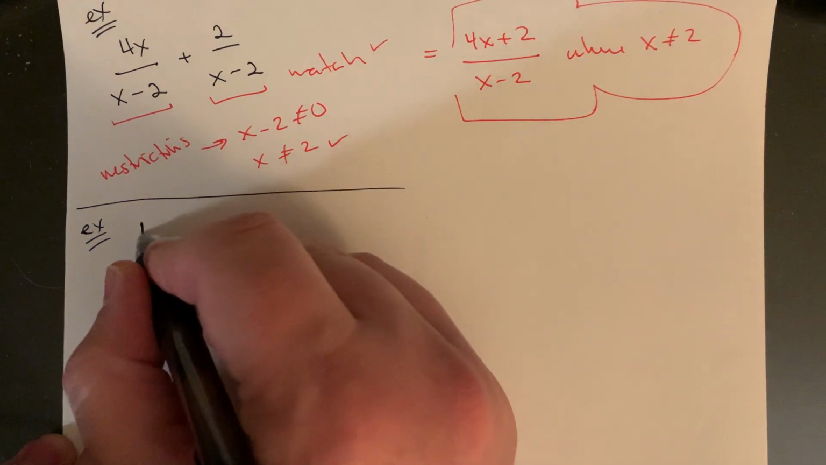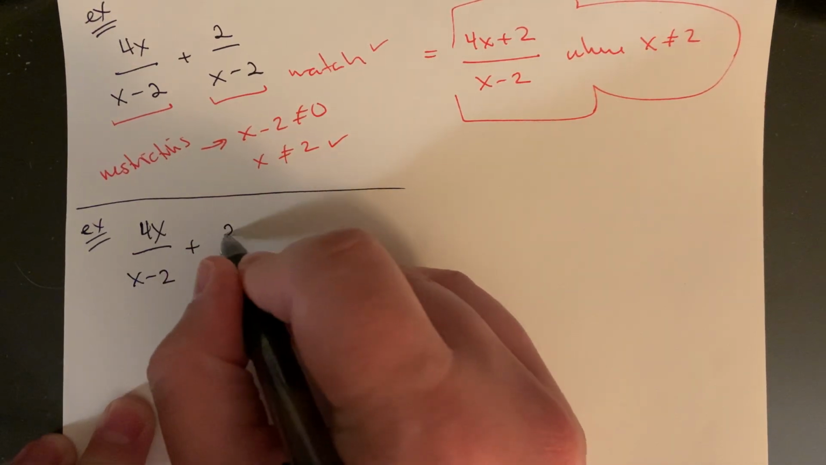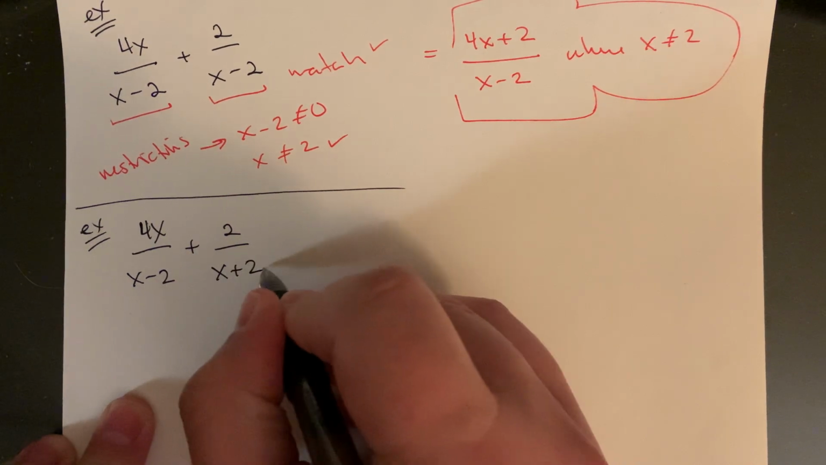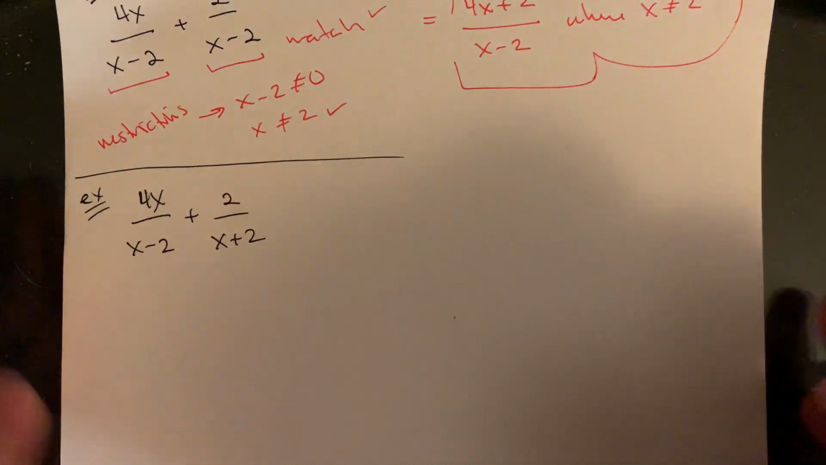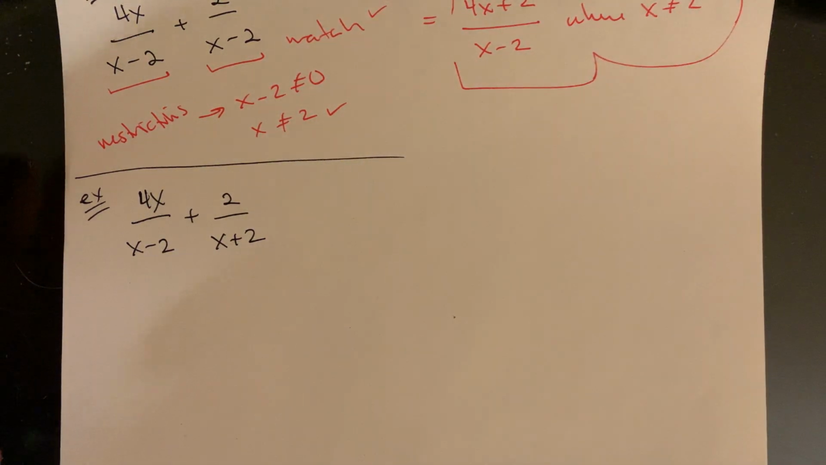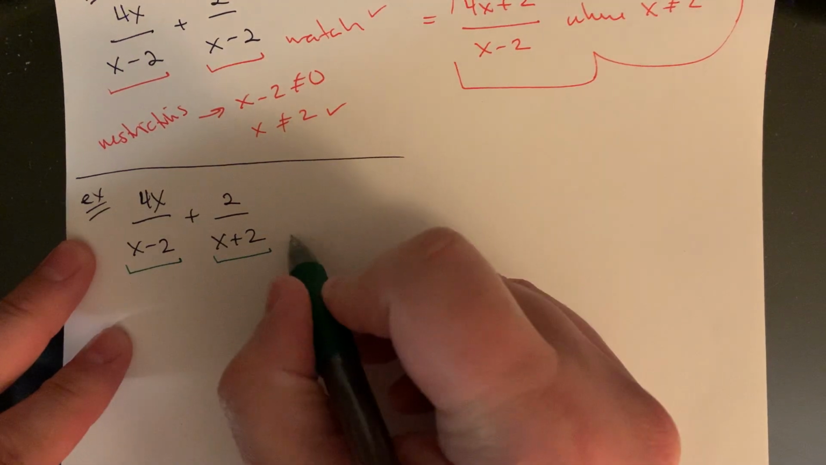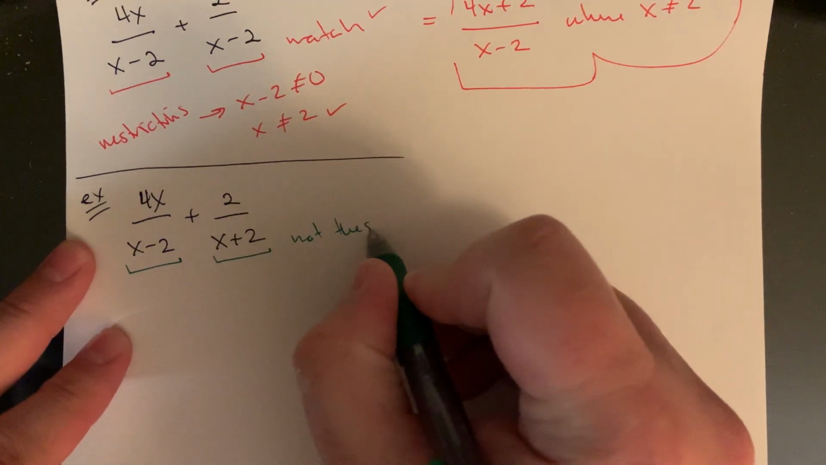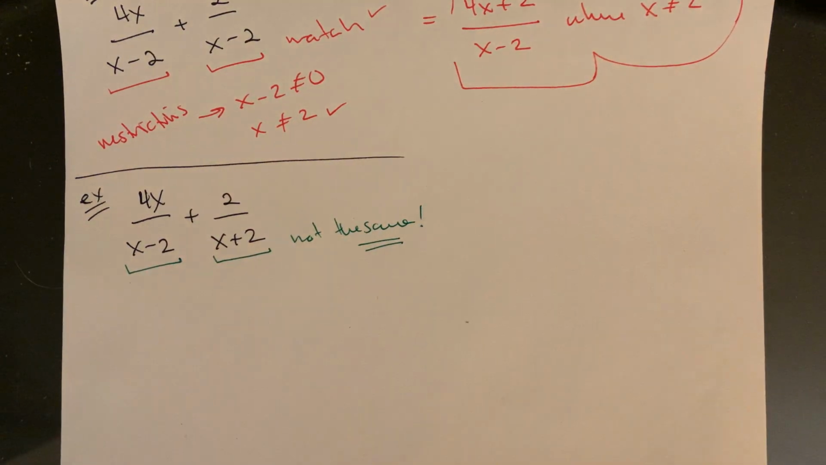Let's do one little change. Let's do 4x over x minus 2 plus 2 over x plus 2. Dramatic music, dramatic, bum bum bum. So you hopefully will notice right off the bat, these are not the same, right? X minus 2 and x plus 2. The terms, x and 2, are the same, but minus 2 and plus 2, very different.